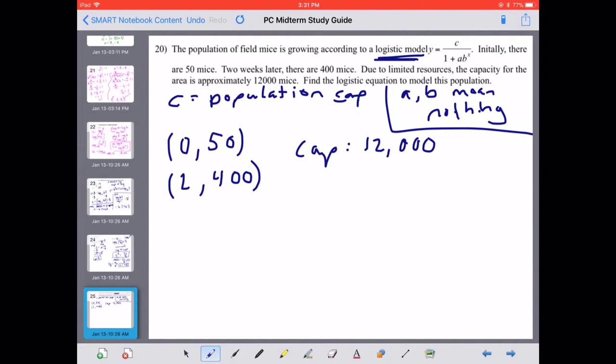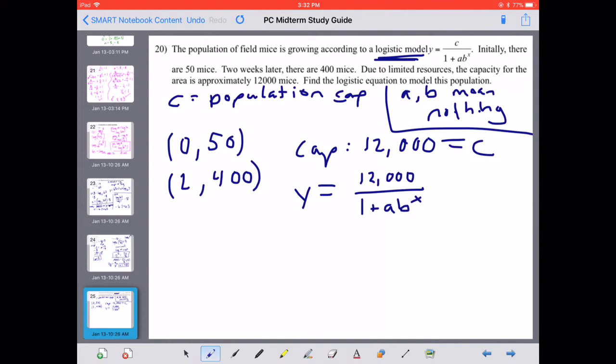So we might be real tempted, just like in exponential growth, to plug this 50 in for the A. We cannot do that here. We have to go a pretty long way of finding our equation, all right? But we can use this cap. So our cap is what C is, so we can plug that in first to say y equals 12,000 divided by 1 plus a times b to the power of x.